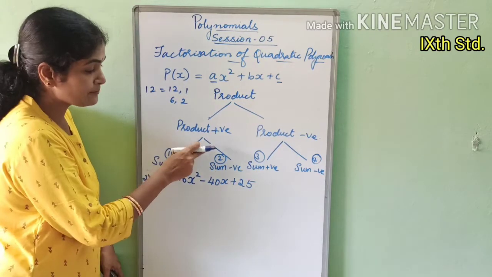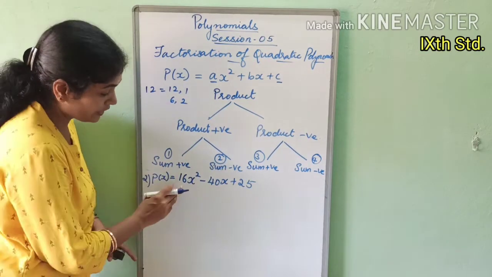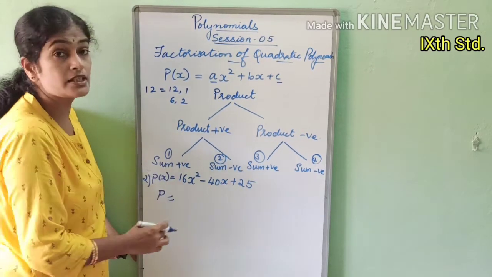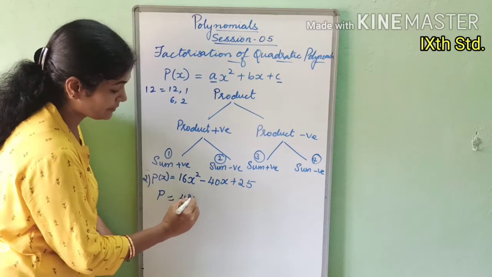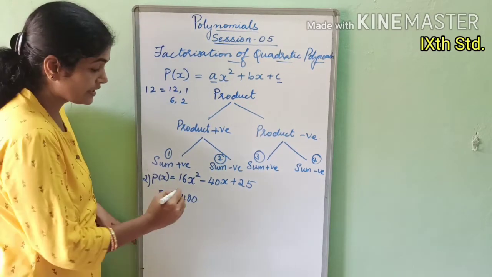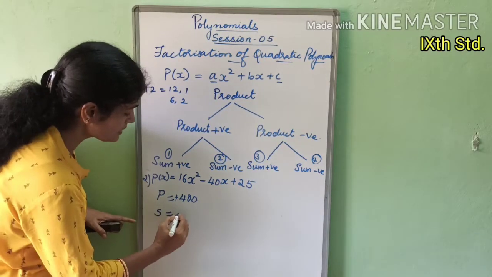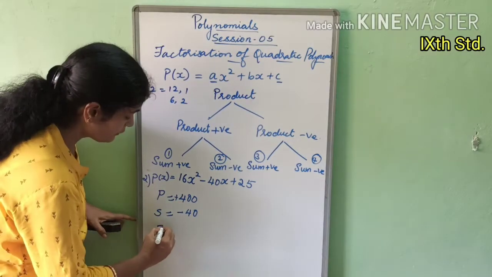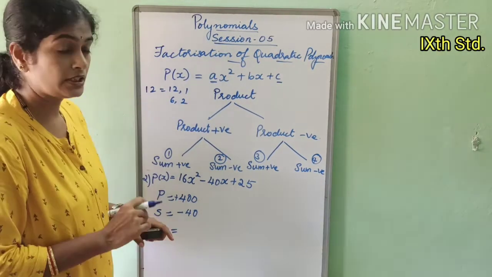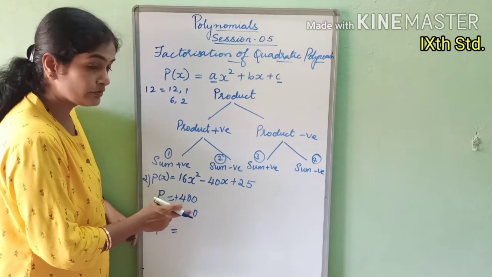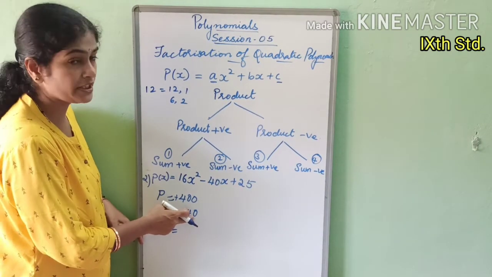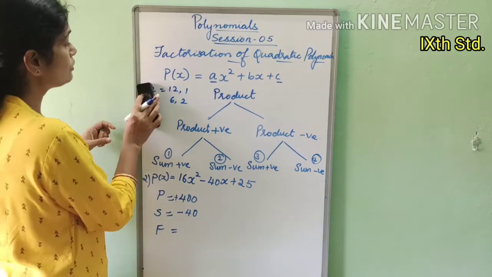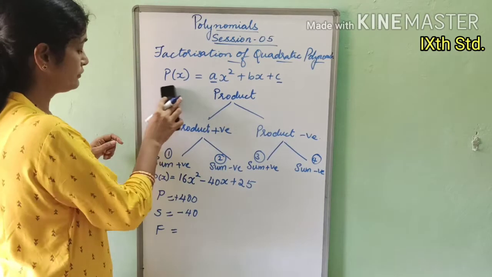Where the product is positive, the sum is negative. Product is positive. Okay, let's see what the product is. 16 into 25. 16 into 25 is 400, plus 400. Correct? Then sum. Sum is minus 40. Now our work is to find the factors such that when you add those two factors you get minus 40, and when you multiply them you get 400. Okay, so you have to find the factors of 400.